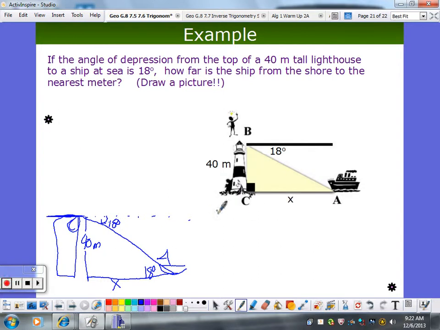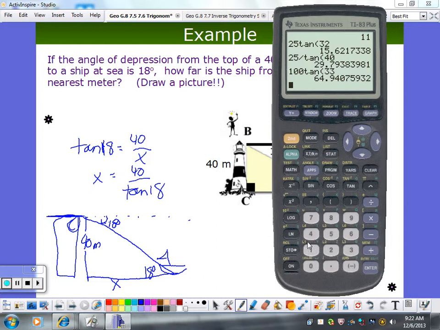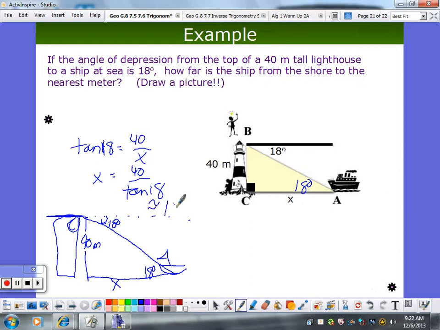Okay, so this is a little bit of drawing here. So what do I have here? This one's 18. Again, these are all tangents. So tangent of 18 equals 40 over x. X is 40 over tan 18. 40 over tan 18. 123.1? I want it to the nearest meter, right? So approximately 123 meters.